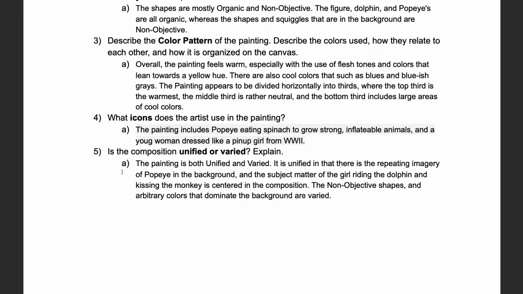Is the composition unified or varied? Explain. The painting is both unified and varied. It is unified in that there is the repeating imagery of Popeye in the background, and the subject matter of the girl riding the dolphin and kissing the monkey is centered in the composition. The non-objective shapes and arbitrary colors that dominate the background are varied.